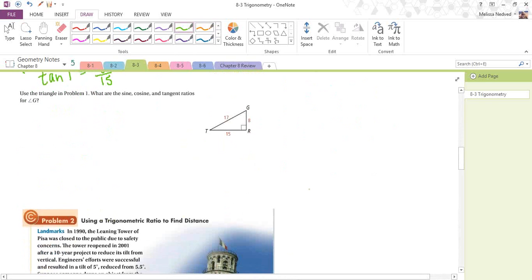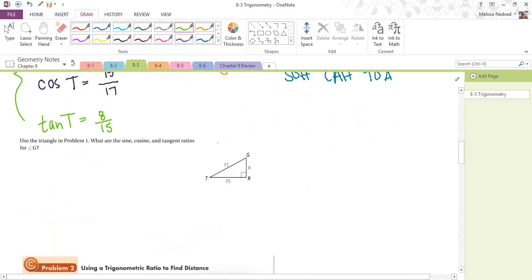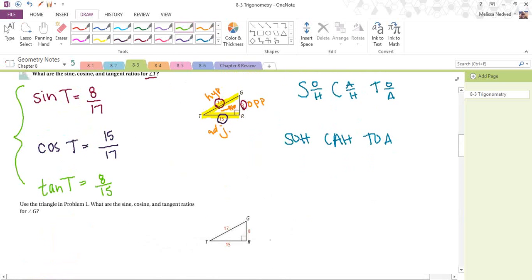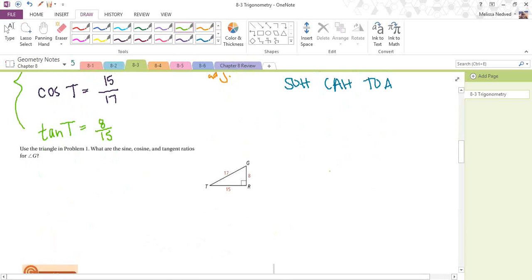Let's look at one more. I'm going to have you guys work some of this out with me. So use a triangle in problem 1. So I've got the same triangle. I just redrew it down here. Notice it's the same triangle. And this time I want to set up sine, cosine, and tangent ratios for angle G. So same triangle. I'm changing the angle I'm looking at. I'm looking at angle G. Okay. Now I want you to tell me which side is the opposite side. You can either tell me the length of it or use the vertices. So is it TG, GR, or TR? Which side is the opposite side?